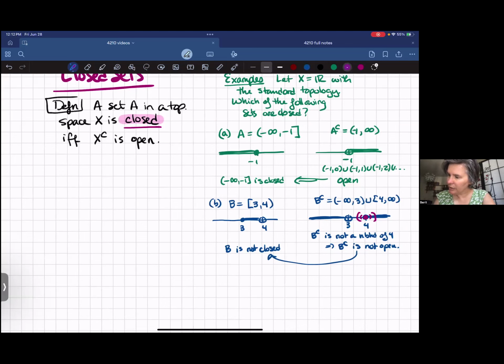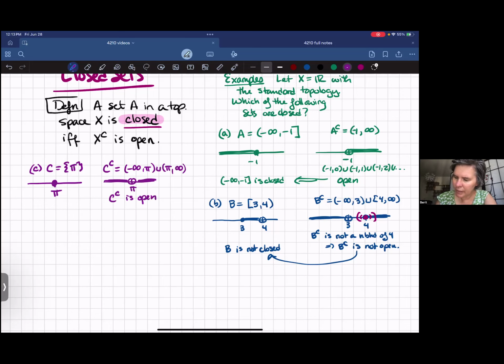How about if we do C? I'll let capital C be the singleton pi. Then what is C complement? So capital C is just pi all by itself. So C complement should sort of be the opposite of that. So it's like the whole number line, but with pi taken out. So C complement looks like negative infinity to pi, open at pi, union pi to infinity, open at pi. C complement is open, and therefore C is closed.